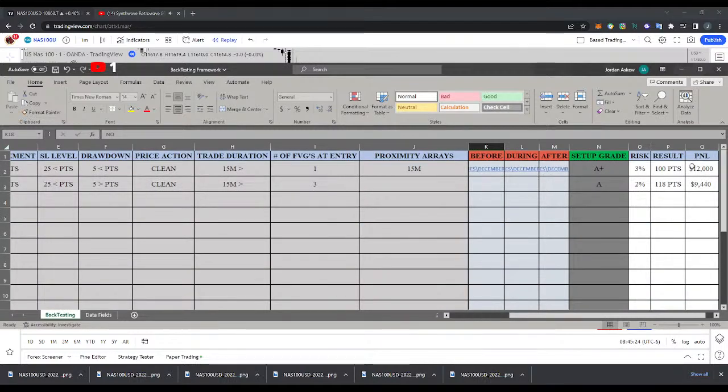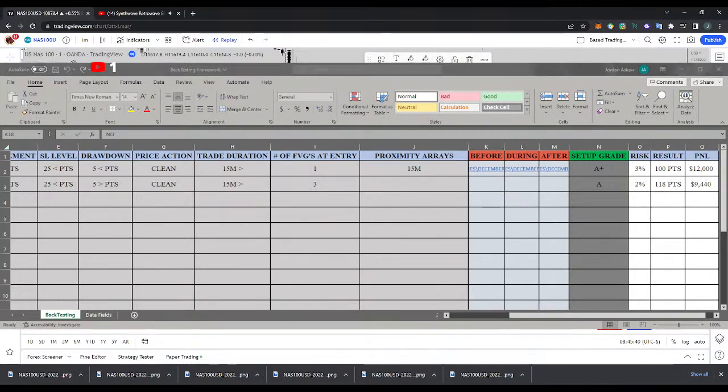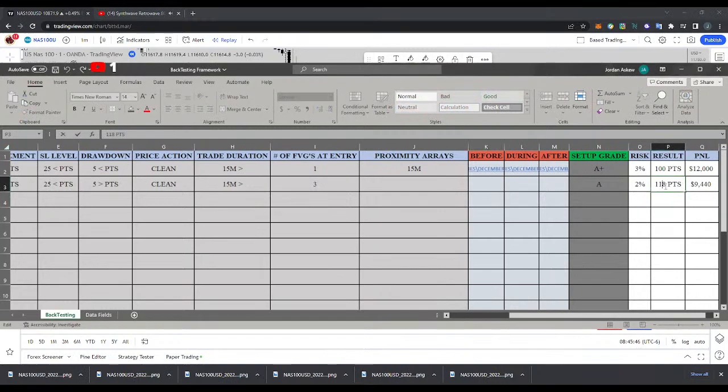In which case we can risk, you know, anywhere from 2.5 to 3% or 2 to 3%. We're going to stay on the low end and call it 2. Again, assuming a $100,000 account for the purposes of this stream here. And let's see, how many points did we take? 115 points. Let's call that 115.